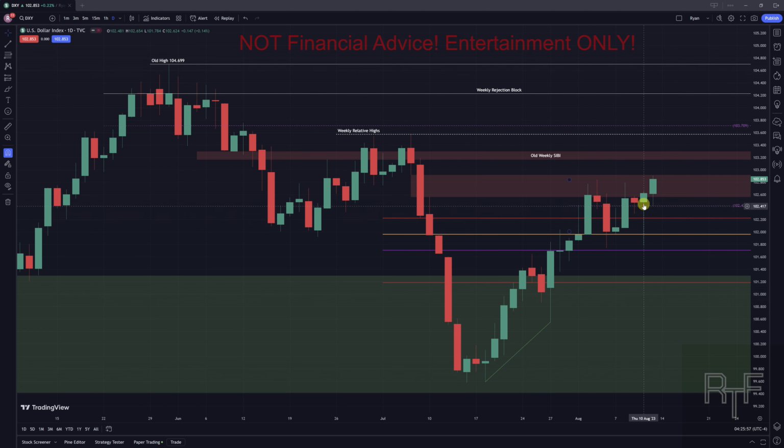On the daily, we can see that Thursday we had a pretty big wick here. I would add this, in fact, let's go ahead and do it. We want to look at half of this wick as well as another key support level right here, 102.133. I want to also see this as a potential support level on the daily. And then this old weekly SIBI could act as a speed bump still, but I want to see it go through it and into the relative highs here.